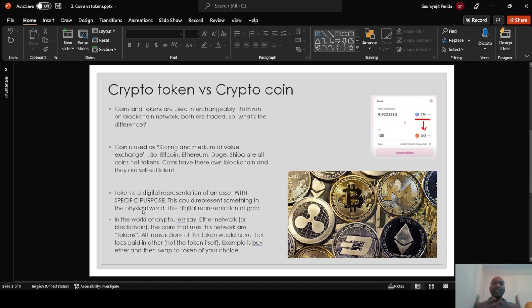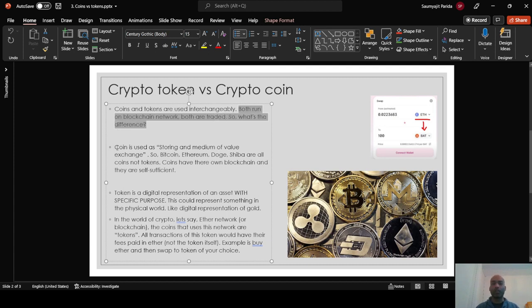We generally intermix both the concepts, but this is a one slide video where I will just mention about the differences. Well, starting with, coins and tokens are used interchangeably. Both run on blockchain network. Both are traded. So what is the difference?